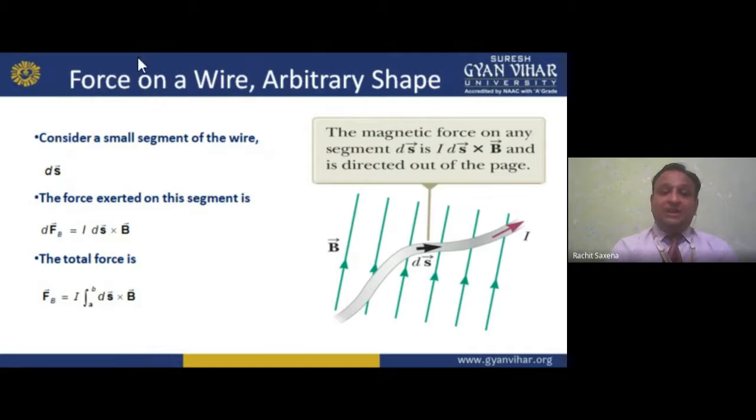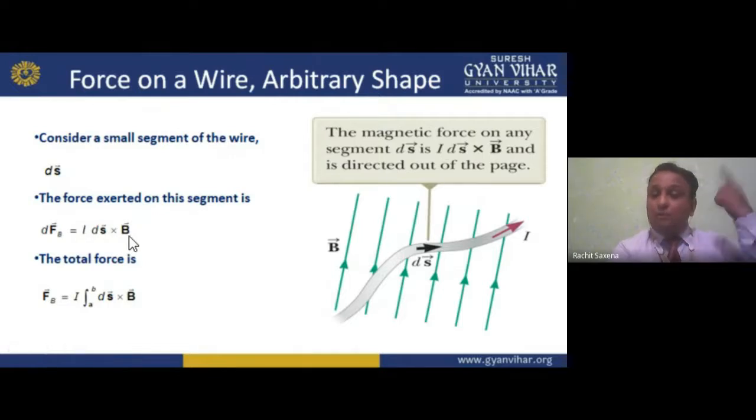So consider a small segment of wire, ds. I'm considering the small segment of the wire like this, in a zigzag form, with a magnetic field and a wire. This is the magnetic field shown by the green color, and here is the segment of the wire, ds, in which the current I is flowing. Now the force exerted on this segment: because a current-carrying wire placed in a magnetic field experiences a force, that force is given by I ds × B.